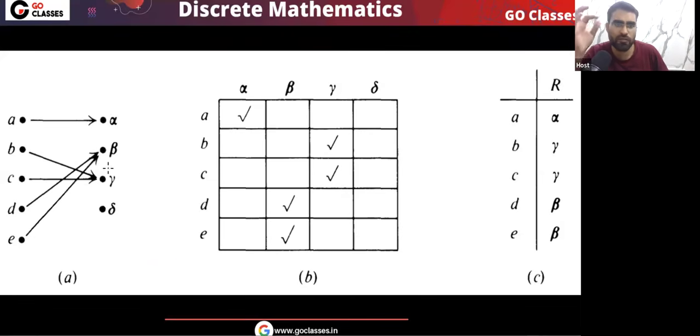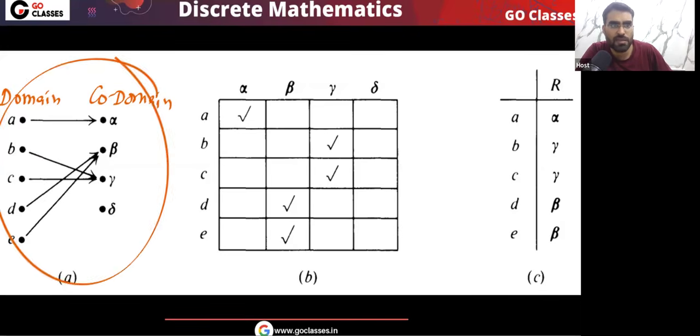If you want to teach the function chapter to any child, then what will you do? You will basically start with this representation. So this is a famous, or I can say popular, representation. This is your domain. We put the domain here, and we put the codomain here. You can see A is mapping to alpha, B mapping to gamma, C mapping to gamma, D mapping to beta, E mapping to beta. So this is another representation.